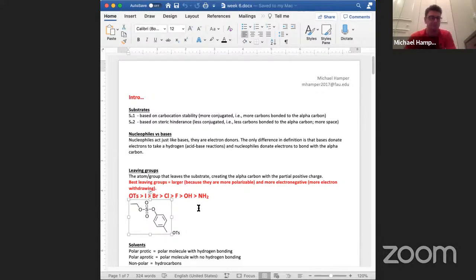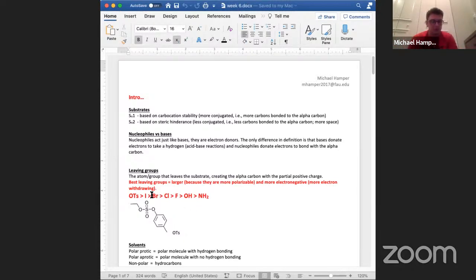There is a trend for leaving groups. Bigger the better, and more electronegative the better. Which makes sense, right? If I'm on a cliff and I'm trying to hold a buddy from falling off to the bottom, am I more likely to let go of a buddy that's 250 pounds, or somebody that's 100 pounds? The bigger dude. So again, the bigger things leave the substrate.